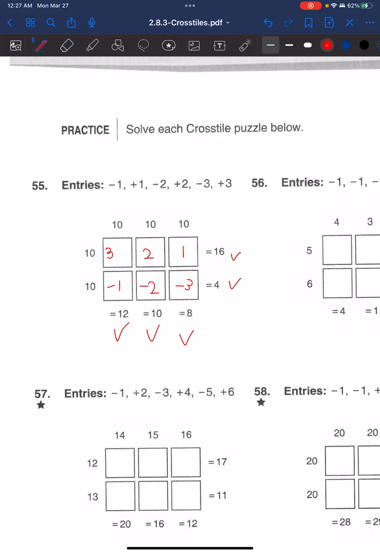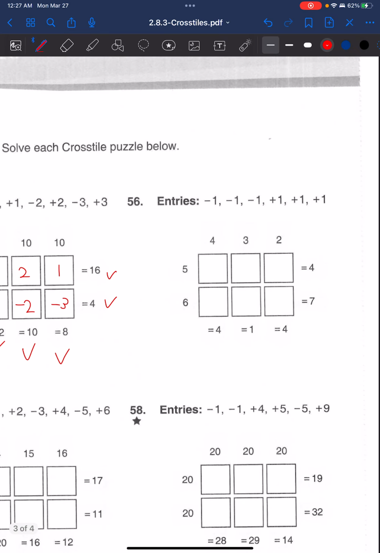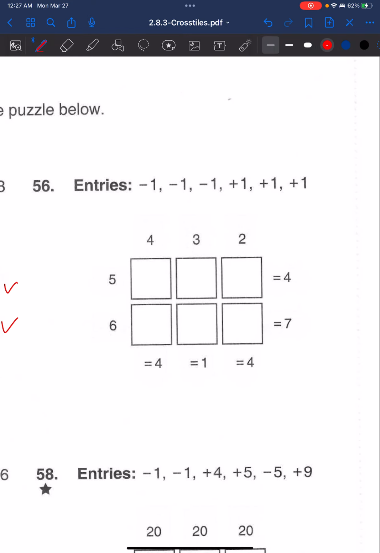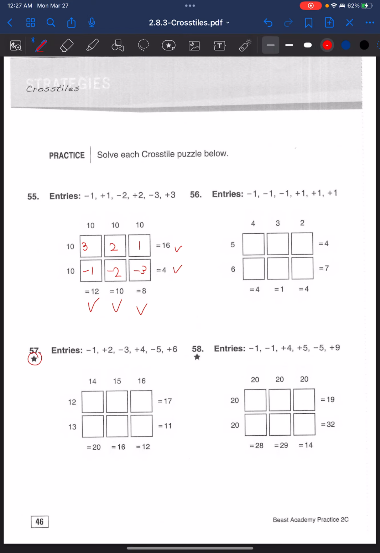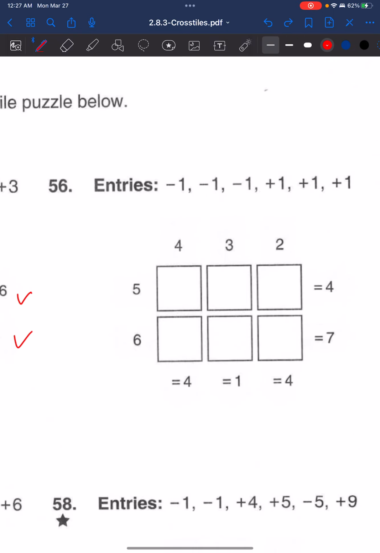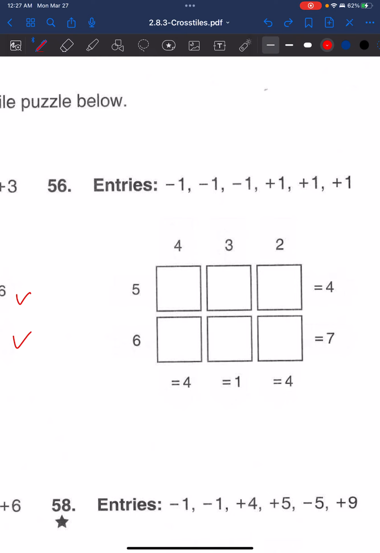Now I know this crosstile puzzle was a bit harder than the ones that we've been doing with four boxes, so I want you guys to practice with question number 56 before we go over some slightly more difficult problems. And so I'll be giving you guys 2 to 3 minutes to solve question number 56. Again, if you need more time, feel free to pause the video and then come back to it when you're done solving the question. And so after 3 minutes, I'll be going over the solutions.